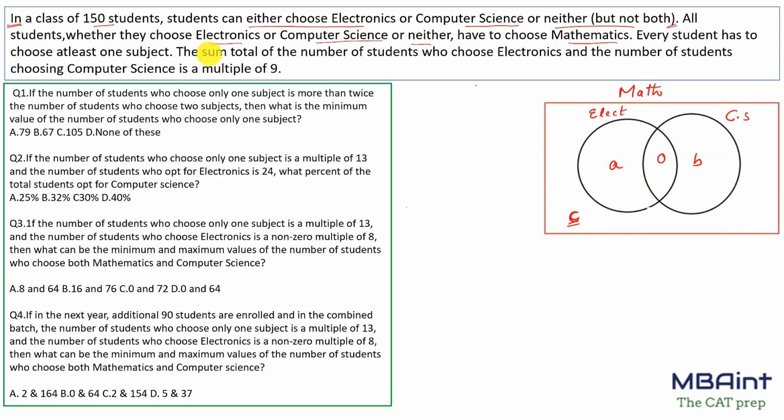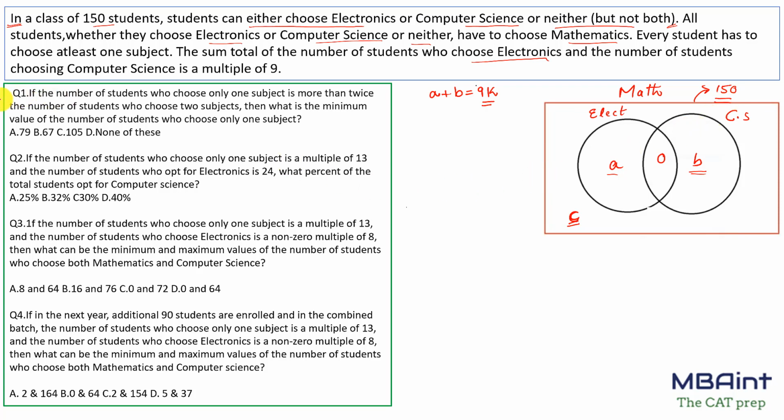Fine. Now further it says that the sum total of the number of the students who chose electronics and the number of the students choosing computer science is a multiple of 9. So who are the students choosing electronics and computer science? A and B, right? So according to the condition, A plus B is nothing but a multiple of 9, that is 9k, and the total number of the students, this complete set, is 150 students.